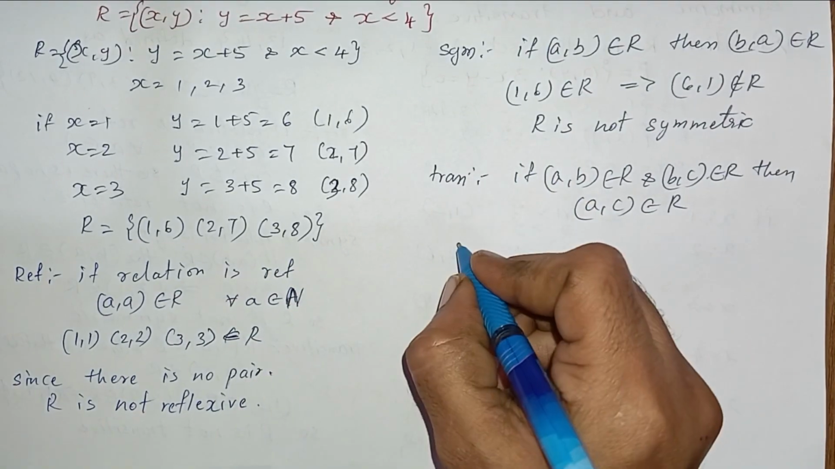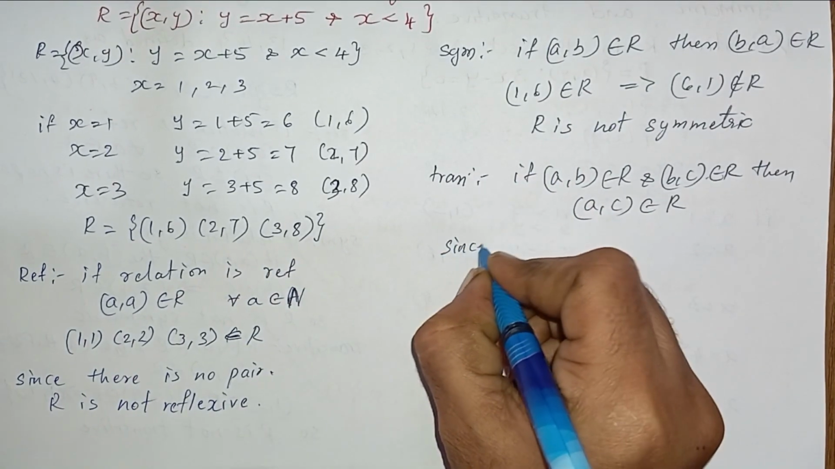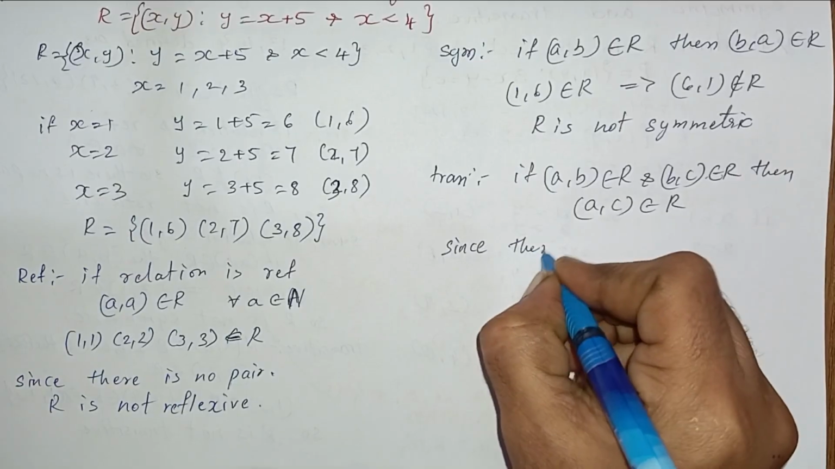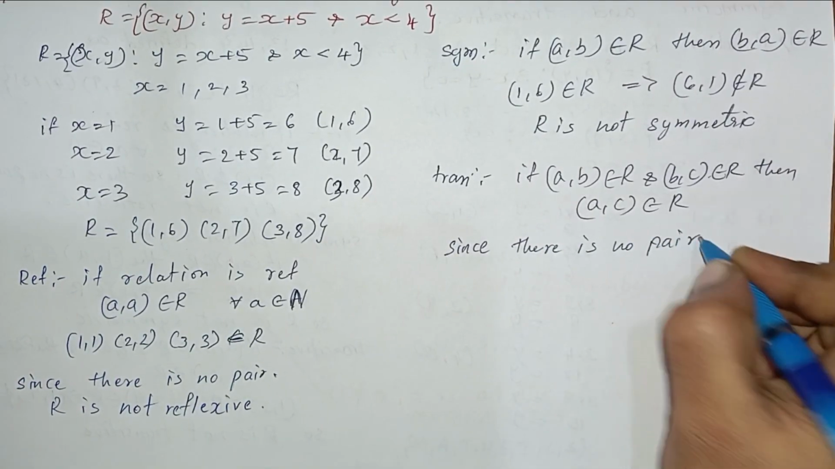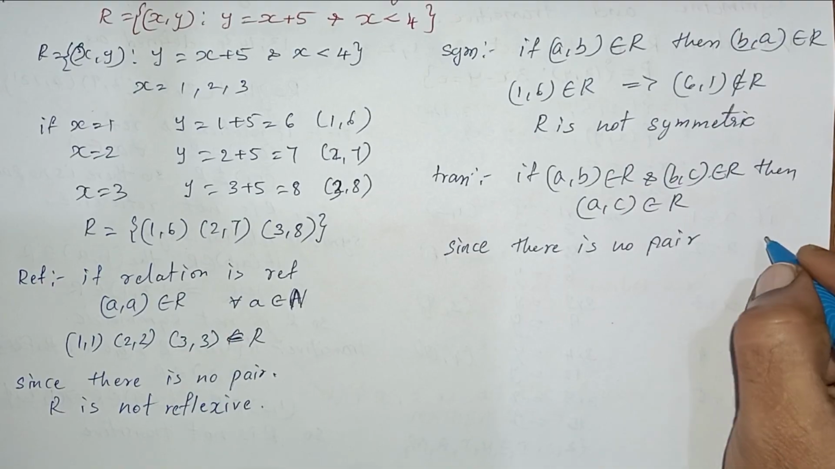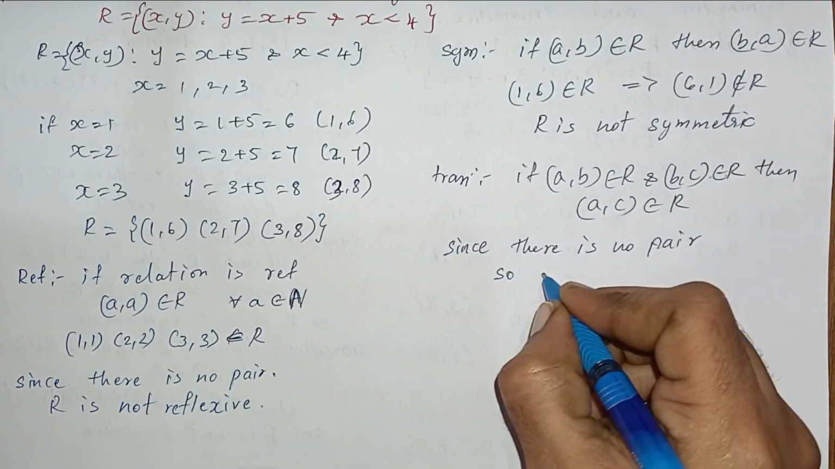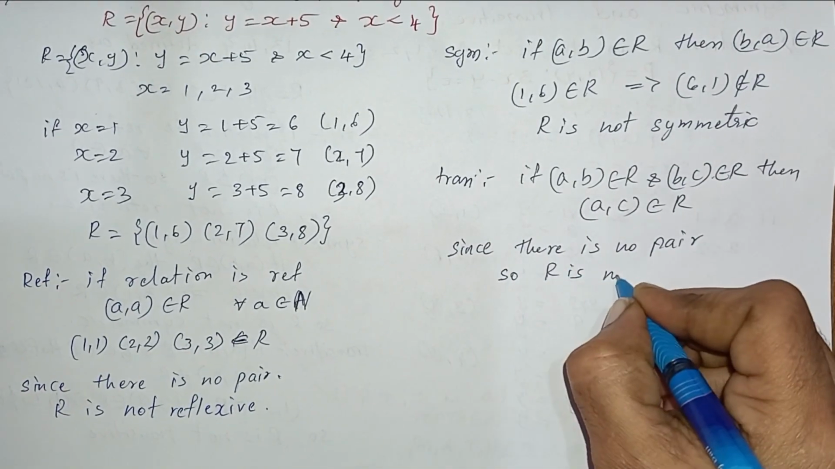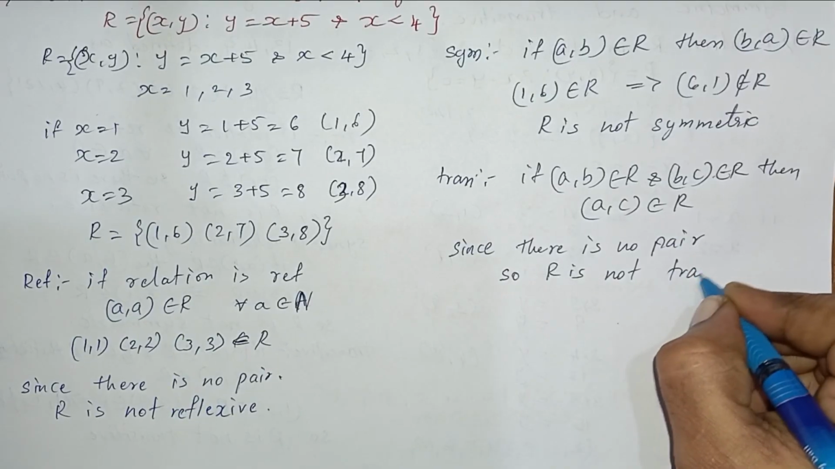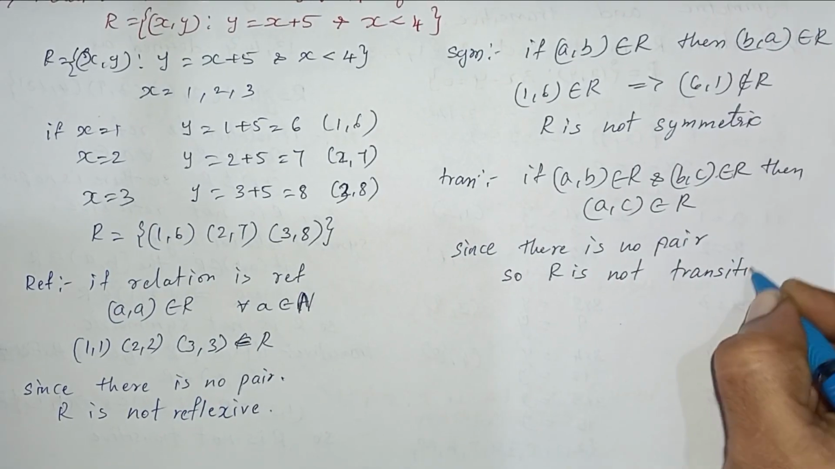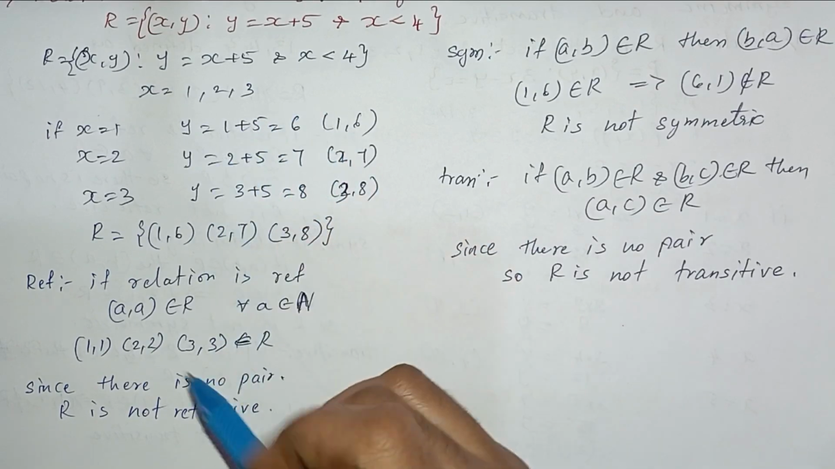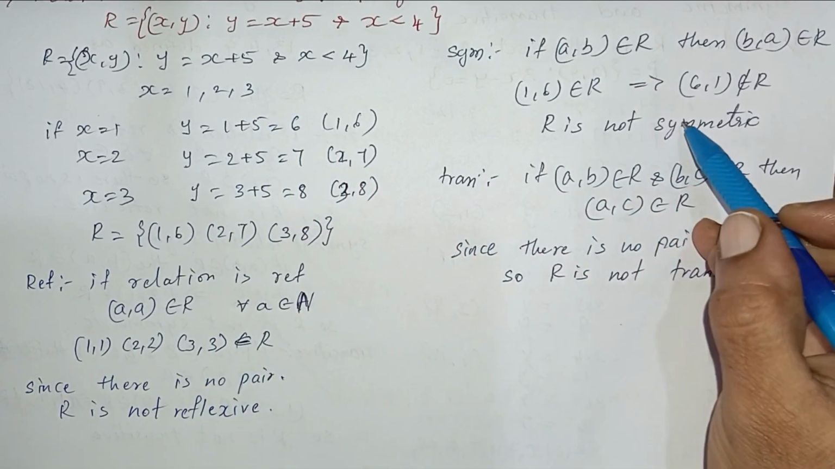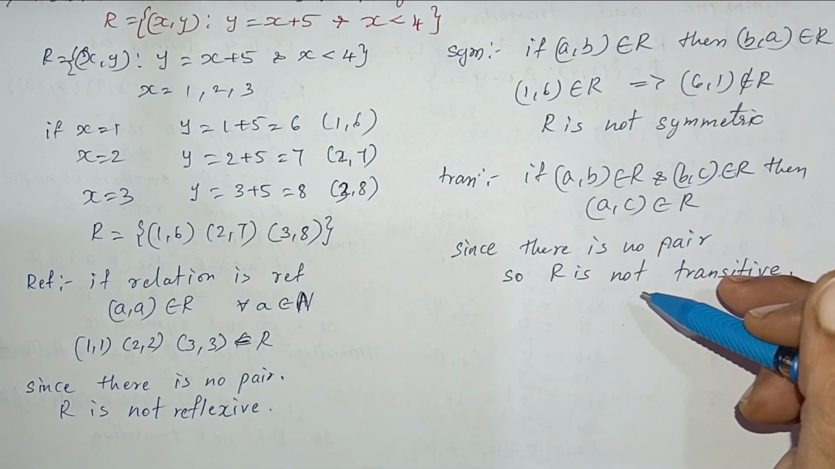So since there is no such pair, R is not transitive. So this relation is not reflexive, symmetric, nor transitive.